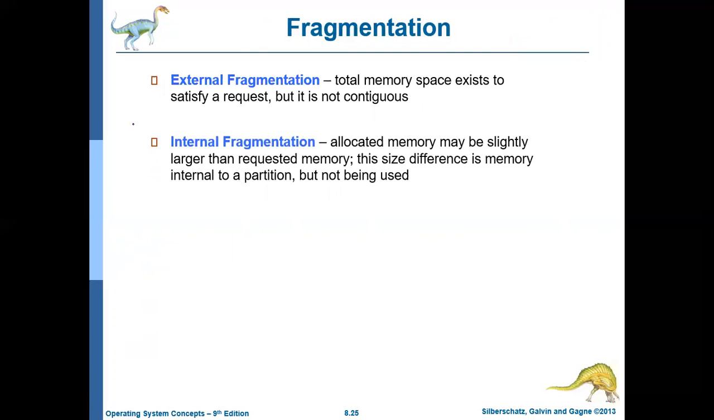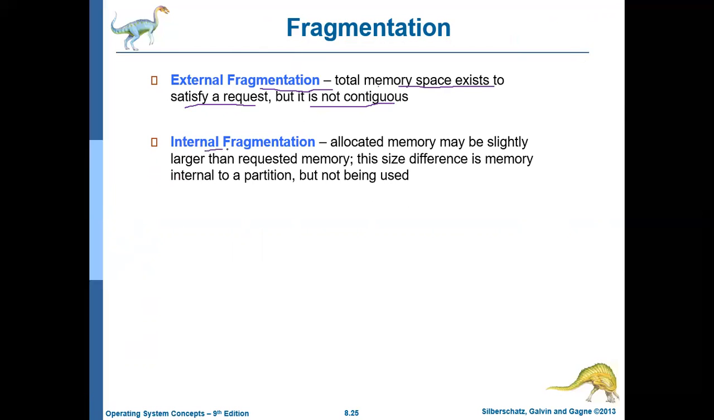This we have already discussed. External fragmentation is the one that is created by variable size partitioning. In total you have sufficient memory space: if you combine all the holes, then you have sufficient memory space to satisfy the request of a particular process. But these holes are not contiguous. This problem is called external fragmentation, which is created by variable size partitioning.